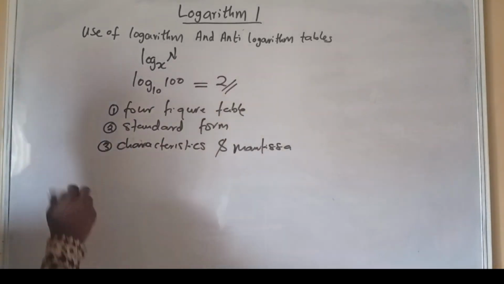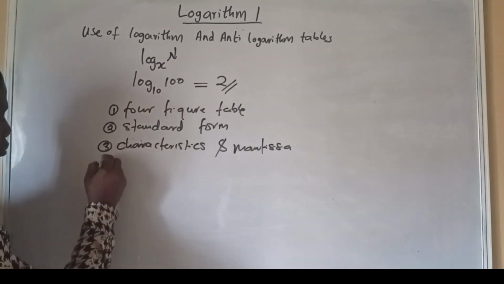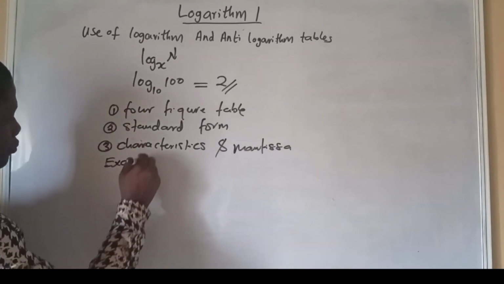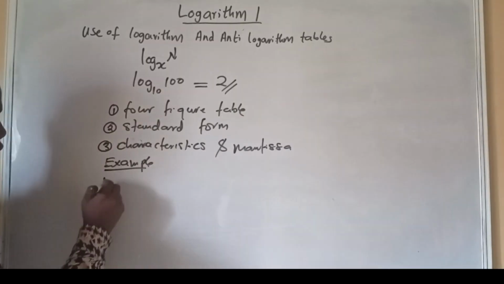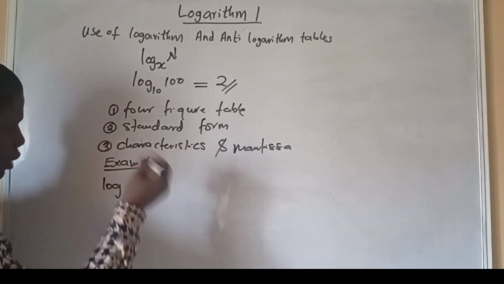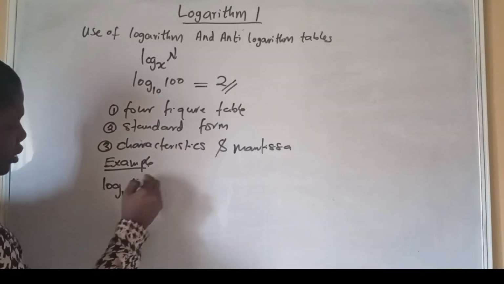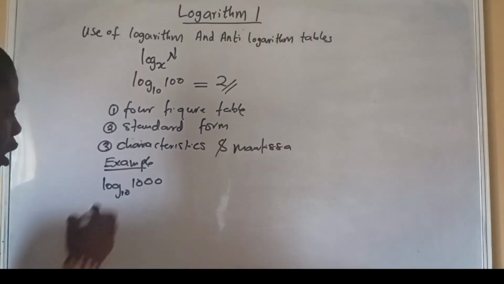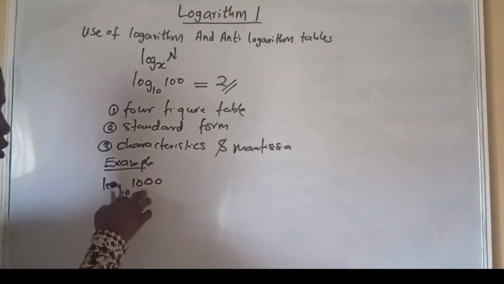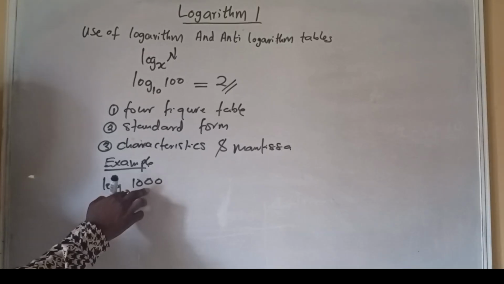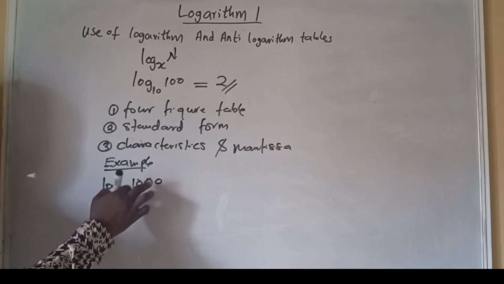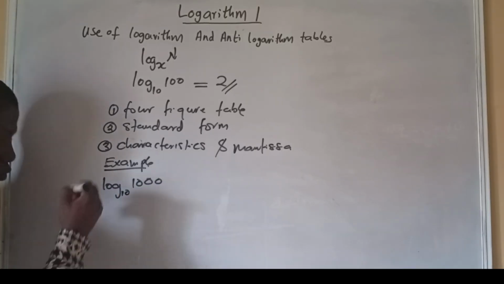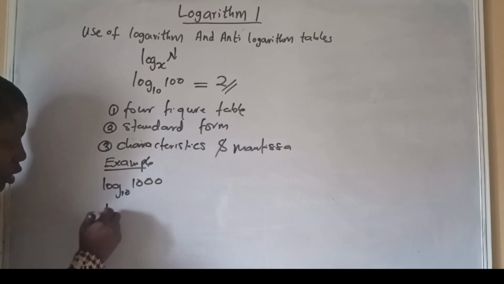Now let's take an example. You're asked to find the logarithm of 1000 to base 10. Now, how do you do this? You must put this number in standard form. You must understand what 1000 is in standard form. So let's put 1000 in standard form.